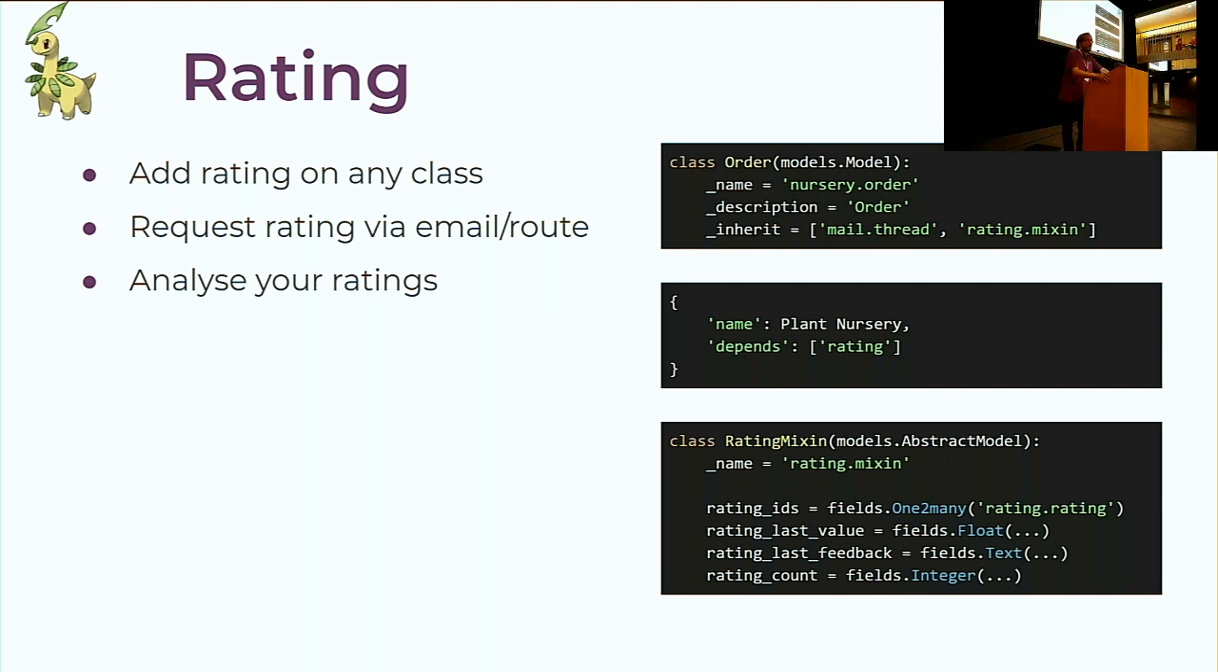The same as other ratings are generic. With model and res ID, you find back the ratings of a document. And you have helper fields and helper methods: the last value, the last feedback, the overall satisfaction, the number of ratings. And it allows you to analyze how it works. It's a bit of work to use it.